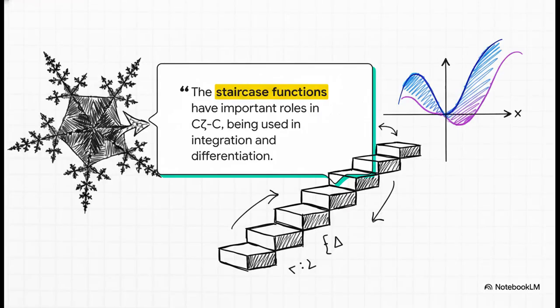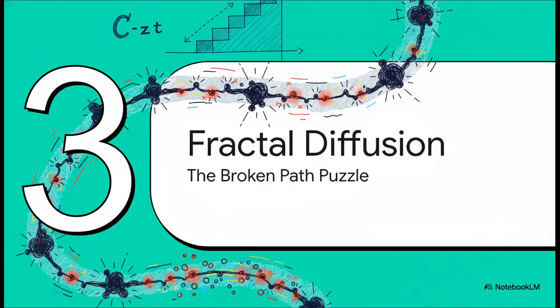Yeah, the researchers who developed this stuff say it themselves. This staircase function is the absolute key. It's the whole shebang. It's the one thing that lets us connect the weird, broken world of fractals to the smooth, continuous world of calculus that we already know how to use. Okay, so we've got our new toolkit, the CZ calculus, and its secret weapon, the staircase function. Now we can finally go back to that original question. How does something actually move or diffuse across one of these broken paths?